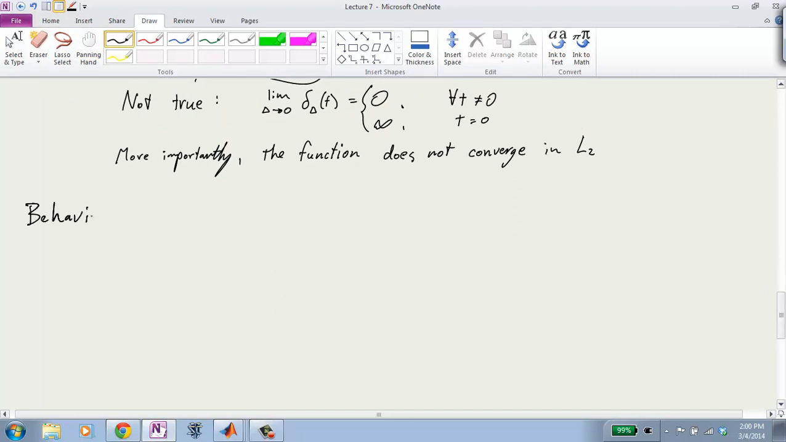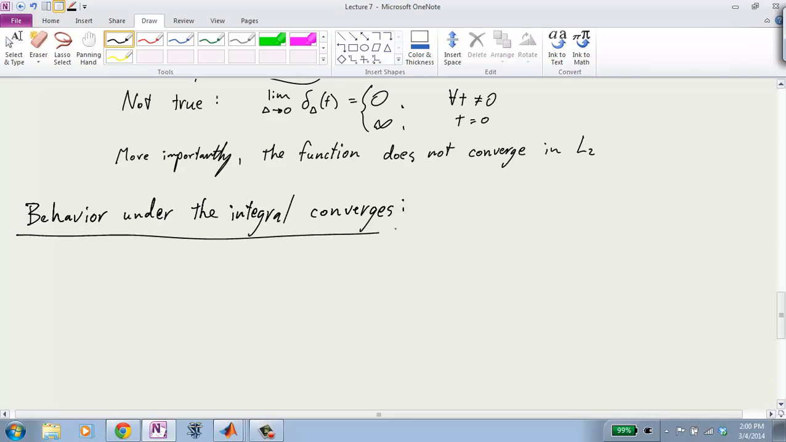So first of all, why do I keep saying behavior under the integral is so important? Well, remember that in discrete time, we had the convolution sum. We're going to start talking about the convolution integral in continuous time.